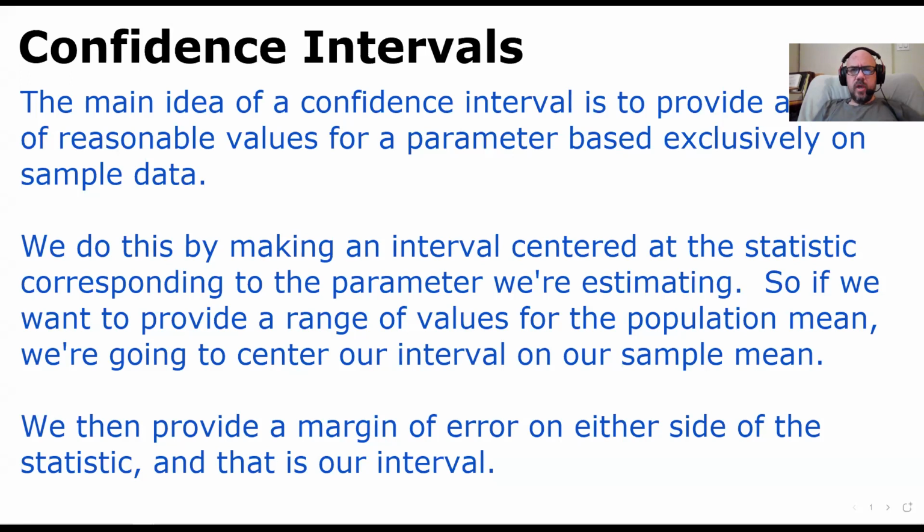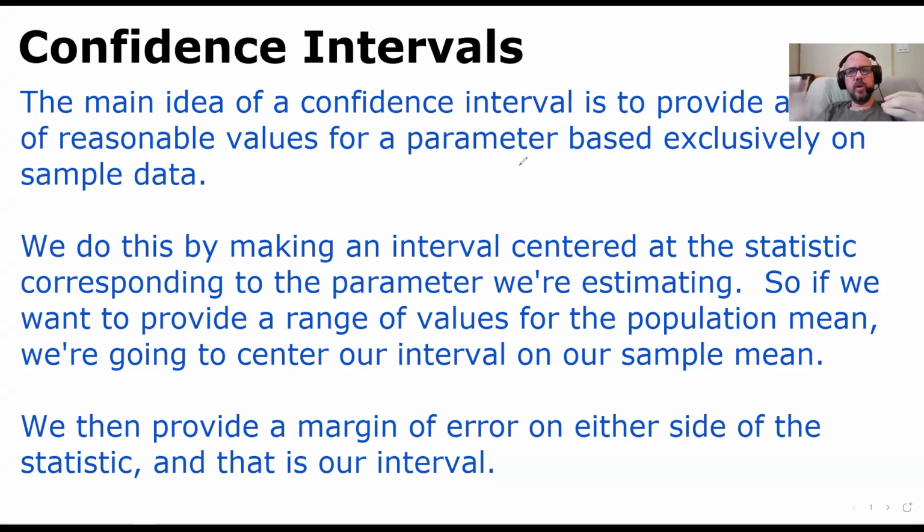So the first obvious question is, what is a confidence interval? A confidence interval is a way to provide a range of reasonable values for a parameter. So it's a way of estimating a parameter, essentially. Since we don't generally know the value of a parameter, we're going to estimate it from a statistic, right? We're going to take a sample, find the statistic that goes with the parameter, and then make an interval around that value.